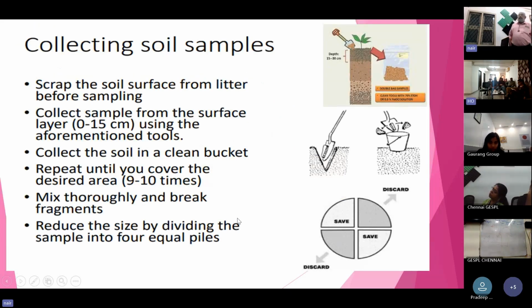Then collecting soil samples: scrape the soil from the surface before sampling. Collect the sample from the surface layer using the tools mentioned on this board. See, any of these you can use. Then take the sample and discard this part, you take these two. From the figure itself, I think it is very clear. Mix thoroughly, like fragments. Put it in a polythene bag and send it to the laboratory.